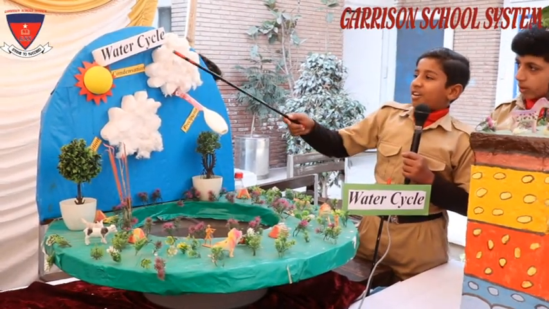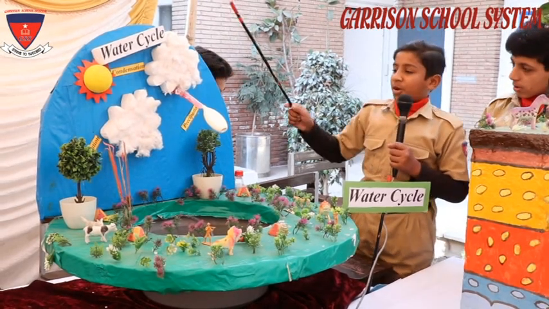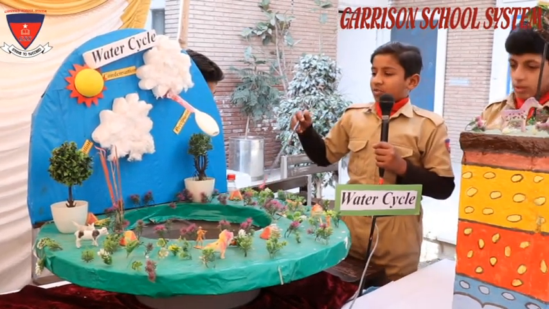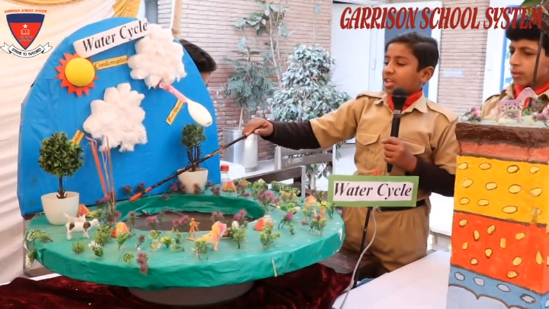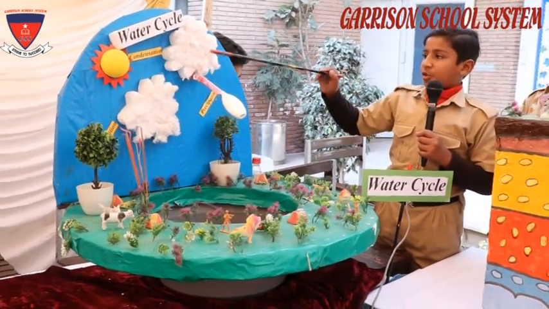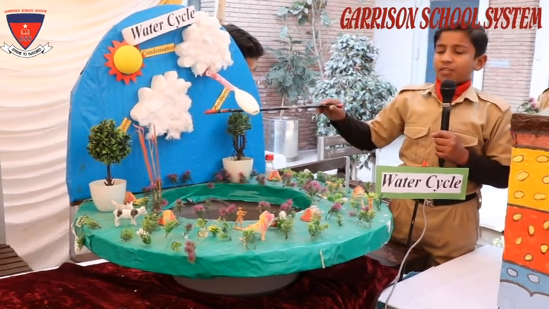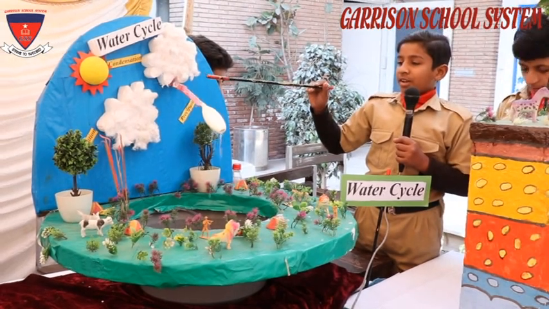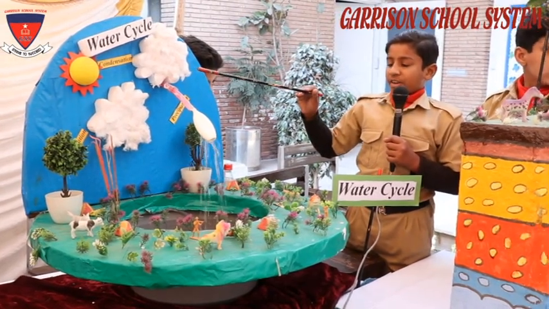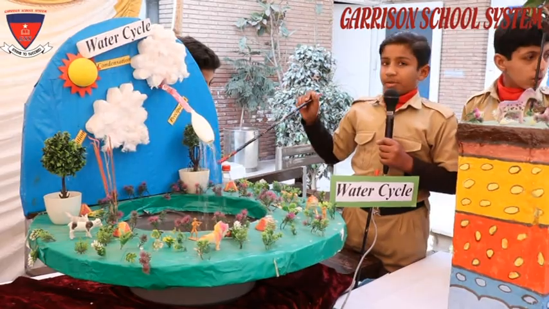This is the model of the water cycle, which shows the movement of water above and below the surface. The sun heats up the surface water, and this surface water gets evaporated in the form of water vapor. This water vapor condenses in the air and causes raining. After that, the water is absorbed into the soil and goes into the water table.